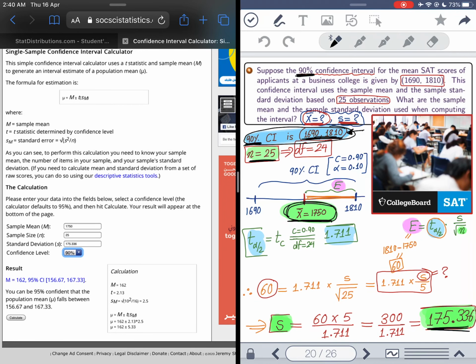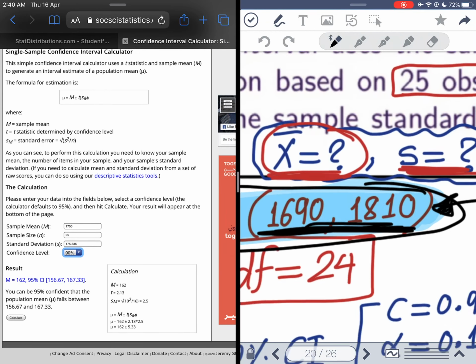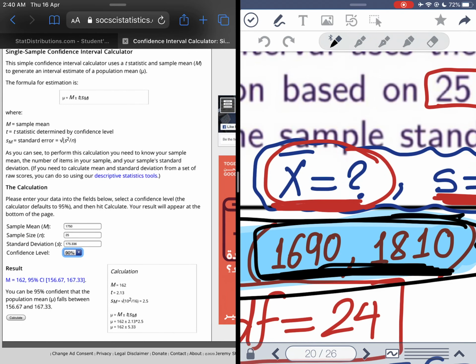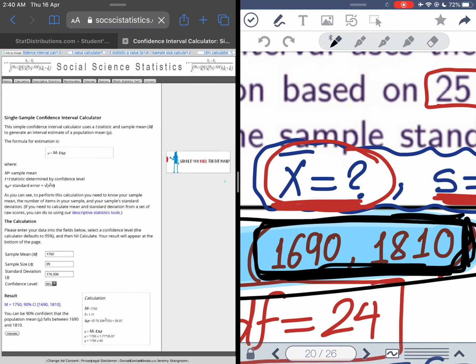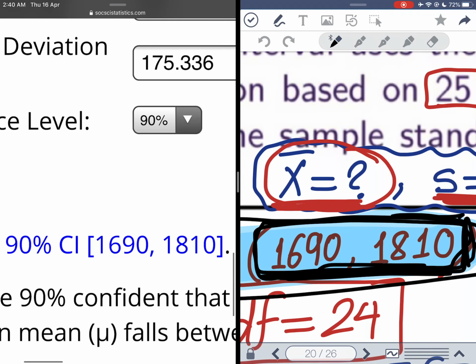You see, they started telling us that we have a 90% confidence interval. Now, when I click calculate, what we are expecting to see is this. If we don't see it, it means that we did something wrong. So calculate. Let's see. Okay. So the 90% confidence interval, read the blue, is 1,690 to 1,810. So happy face. This means that all our calculations are correct. So this is just one way to check that the answer is correct.